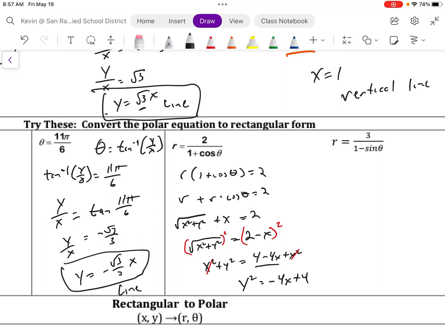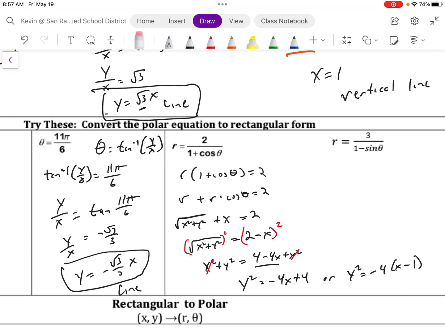That is a parabola. Another way to write it would be y squared equals negative 4 times x minus 1. We're distributing out a negative 4, so minus 1. So if I distribute that in, that'd be negative 4x, and that'd be positive 4.